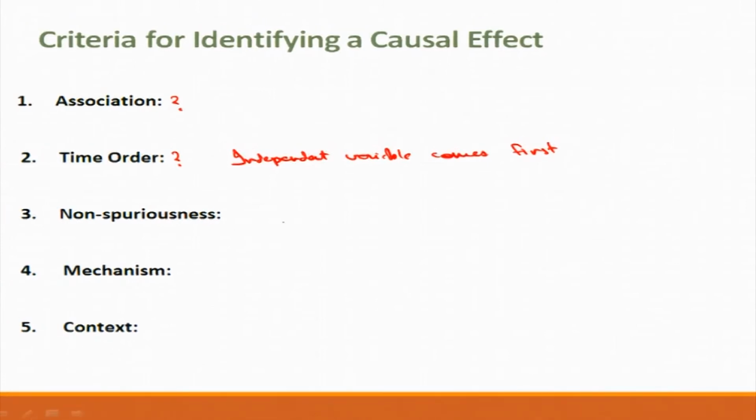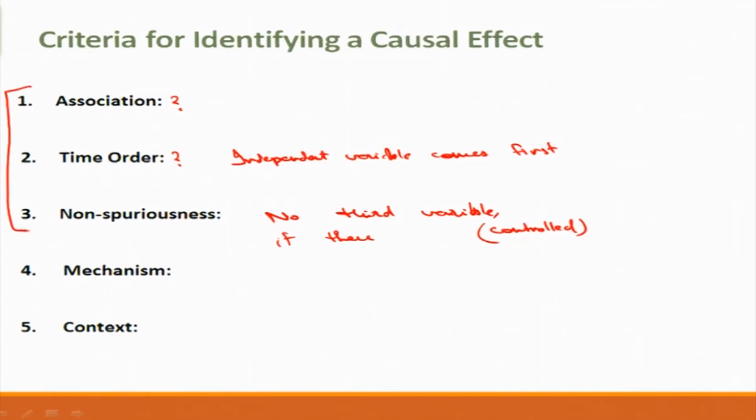Then non-spuriousness, that there is no third variable, or if there are third variables or hidden variables, we call them lurking variables, those should be controlled. Actually, these three are the required criteria.